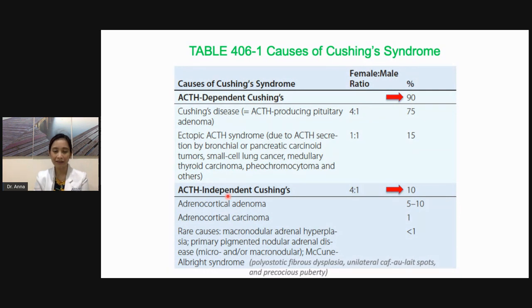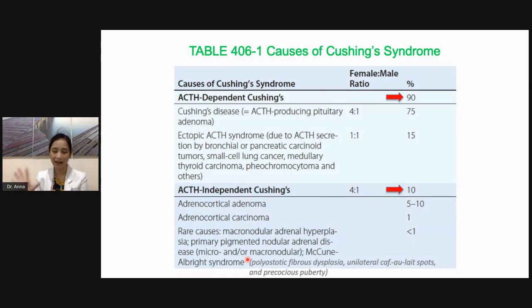Aside from that, you also have your ACTH independent Cushing syndrome. Not as common as your ACTH dependent Cushing's, but the most common cause of ACTH independent Cushing syndrome will be your adrenocortical adenoma, and very rare will be your adrenocortical carcinoma. And even rarer is your macronodular adrenal hyperplasia. So all these rare conditions, they're just nice to know. You don't need to memorize them.